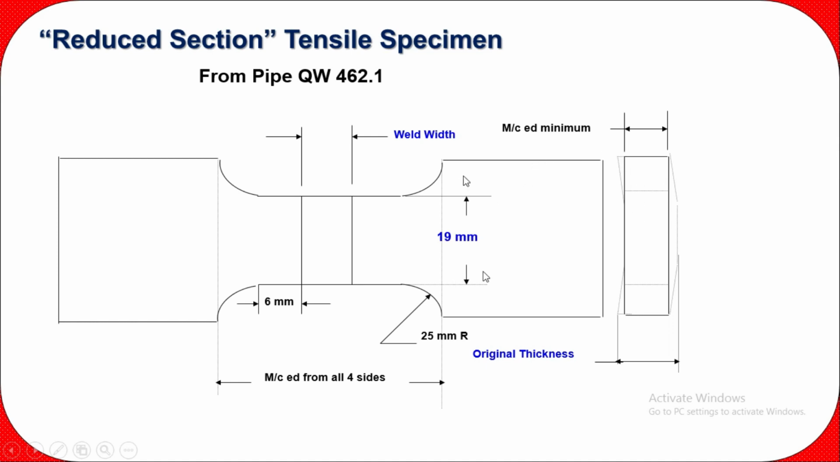This is 19 mm, the original plate thickness, and the 25 mm radius. You can see we have 25 mm. So this is the reduced section tensile specimen QW462.1. This is the marking you have to do. After that, this tensile test specimen goes to the tensile test area for testing.